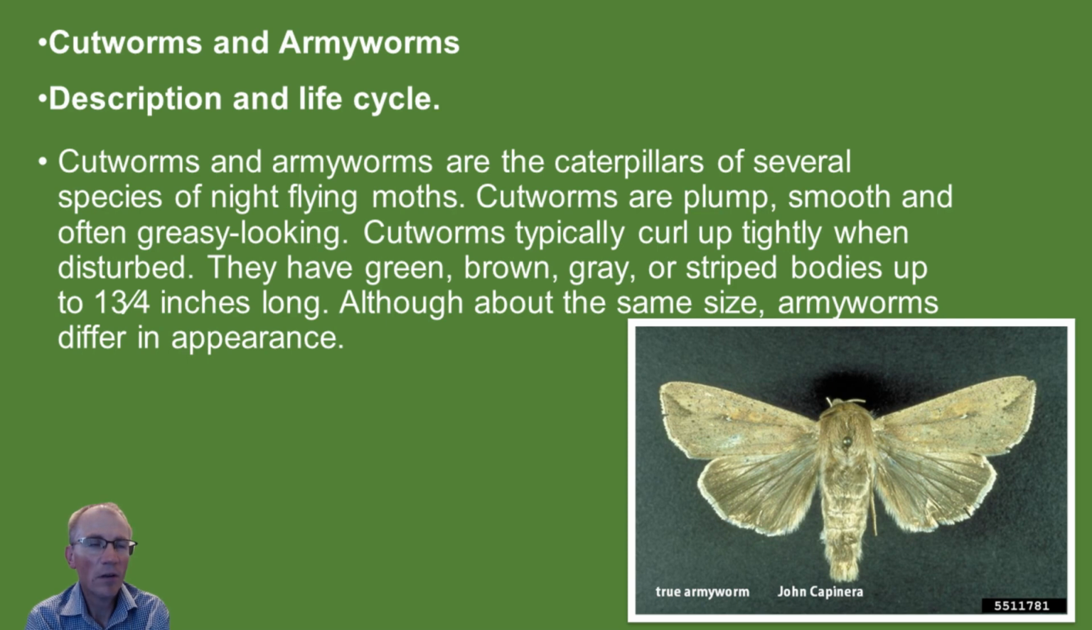Description and life cycle. Cutworms and armyworms are the caterpillars of several species of night-flying moths. Cutworms are plump, smooth, and often greasy looking. Cutworms typically curl up tightly when disturbed. They have green, brown, gray, or striped bodies up to 1 3/4 inches long. Although about the same size, armyworms differ in appearance.